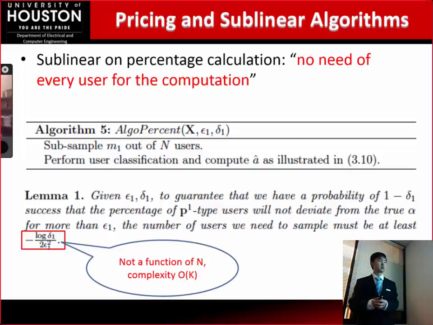So usually they use k to indicate if it's constant cost. If it's 0, it means there is no cost.